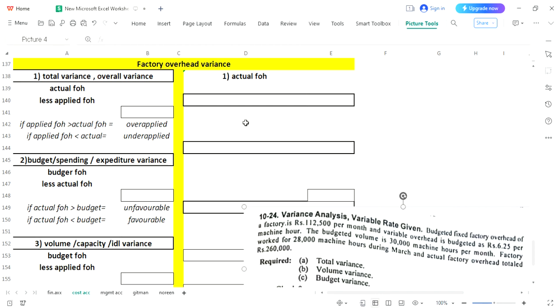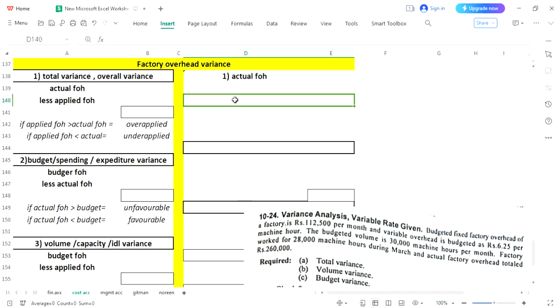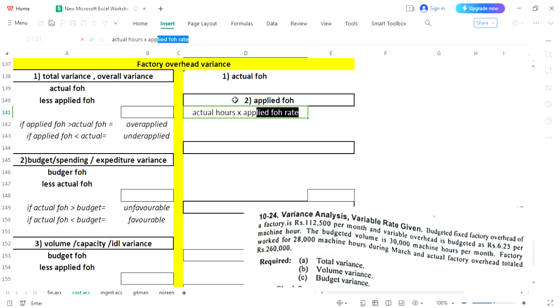Then you will calculate the second supporting statement, which is applied FOH. Applied FOH would be calculated first. It has a single line formula. How? Actual hours multiplied by the applied FOH rate, with which you will be able to calculate your applied FOH. Then you need to calculate your budget FOH.